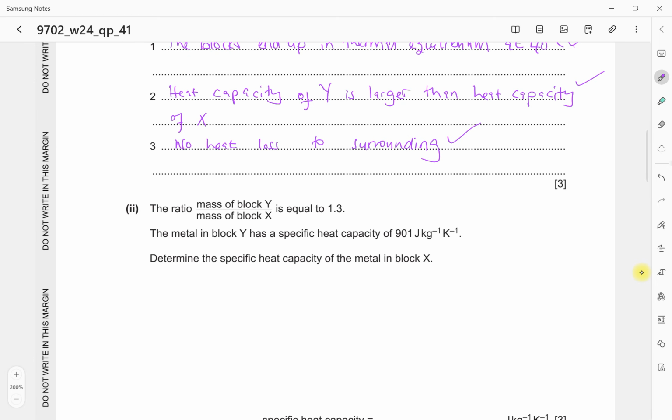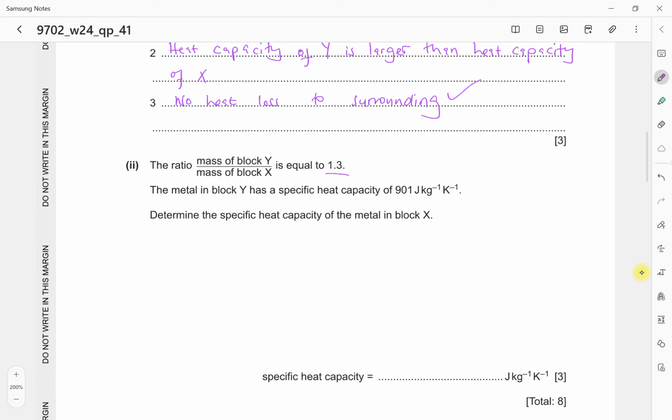The ratio of the mass of block Y over the mass of block X is equal to 1.3. The metal in block Y has a specific heat capacity of 901 joules per kilogram per Kelvin. Determine the specific heat capacity of the metal in block X. So we are going to consider, of course, that specific heat capacity is the amount of heat required to raise the temperature of 1 kilogram of that substance.